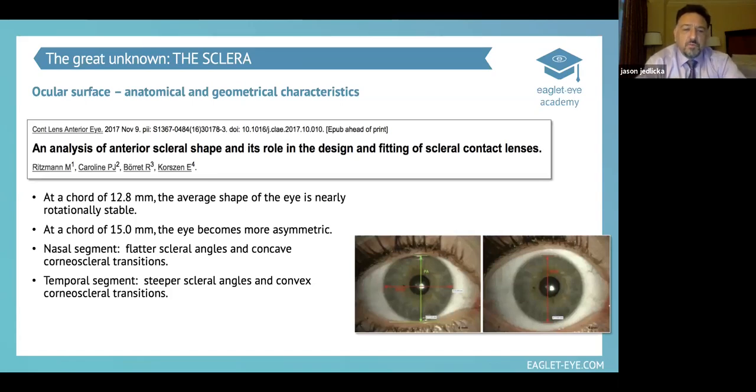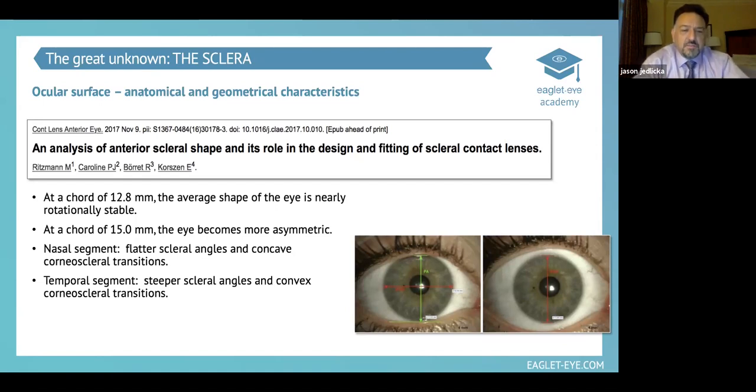Again, as mentioned a moment ago, this was a study published in 2017 at a cohort of 12.8, which is actually the area where many scleral lenses hit their landing point, where they come down on the eye initially. The eye is nearly rotationally stable. So that's good news. That means that if we're going to build toricity into the internal aspects of a lens, we should be able to achieve a good landing. However, as we move out further and further, 15 millimeters and beyond, definitely more asymmetric.